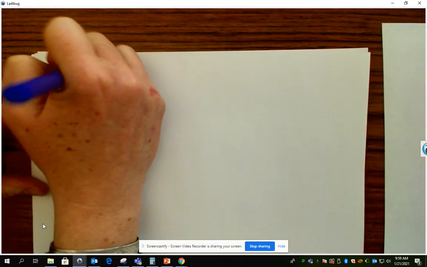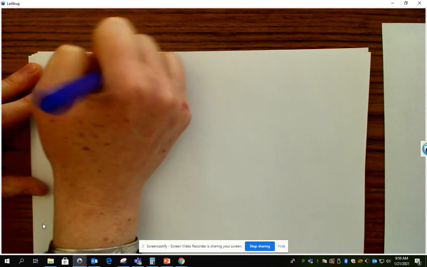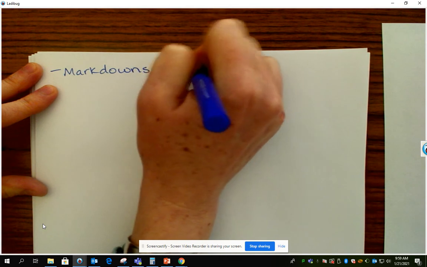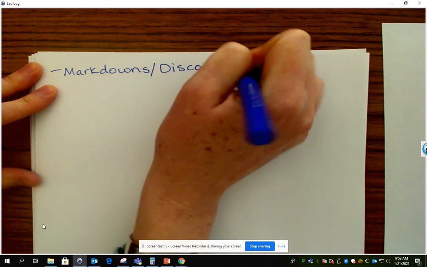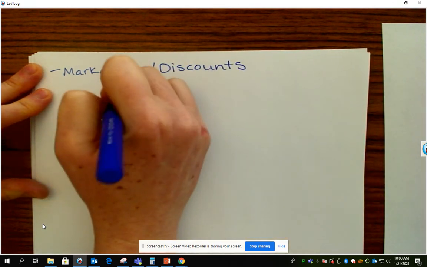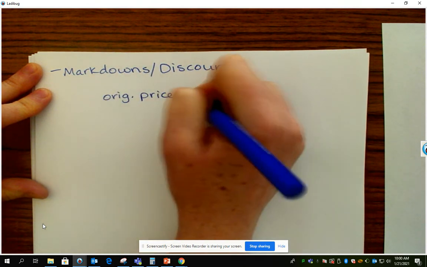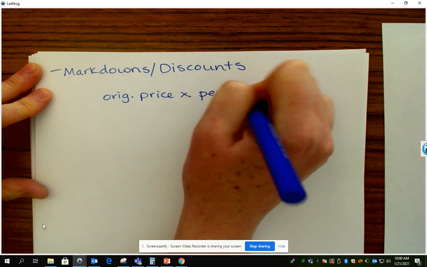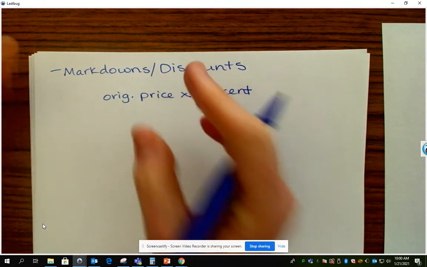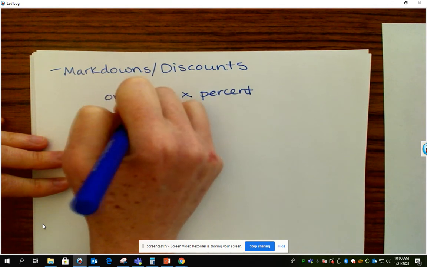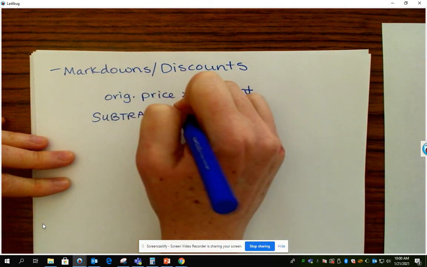For markdowns and discounts, remember, you start to calculate those the same way. You multiply the original price times the percent. But then because these are discounts, they're taken away, so you need to subtract here from the original price.